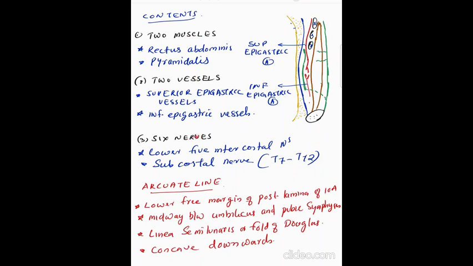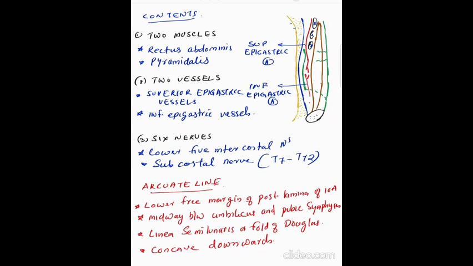So say along with me, what are the two muscles? Rectus abdominis, pyramidalis. What are the two vessels? Superior epigastric vessels and inferior epigastric vessels. Remember, the superior epigastric artery is a branch of the internal thoracic artery, whereas the inferior epigastric artery is a branch of the external iliac artery. Then 6 nerves are there: lower 5 intercostal nerves, and the last is the subcostal nerve, that is T7 to T12 nerves.